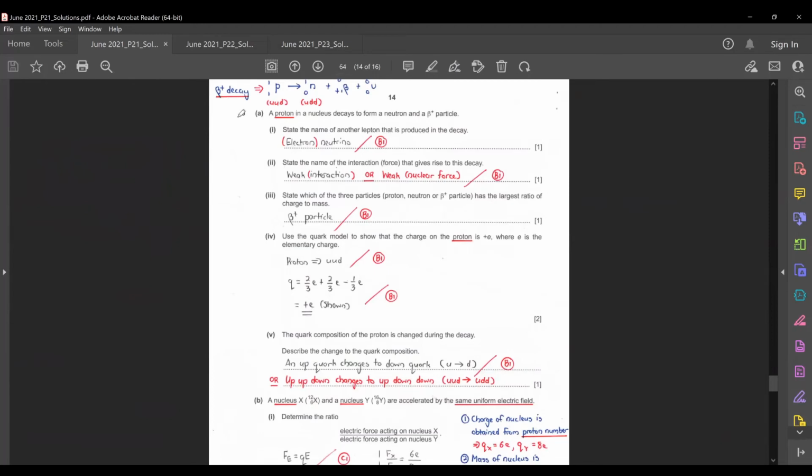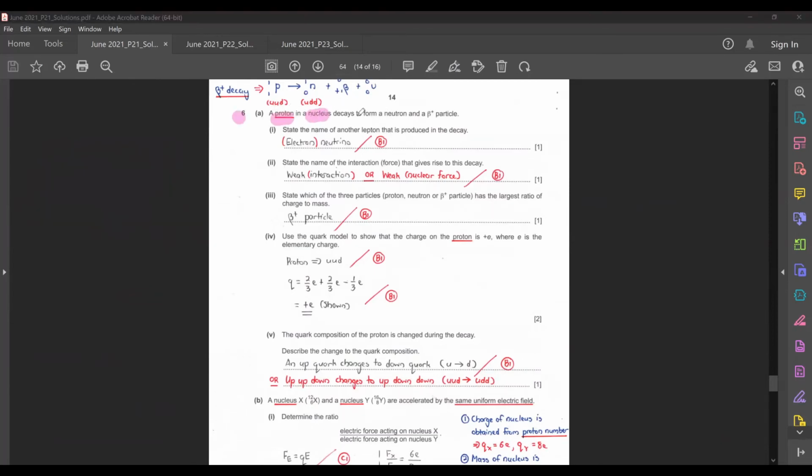Now, for question 6, they mentioned this to you. You have a proton in a nucleus that decays to form a neutron and a beta plus particle. State the name of the other lepton that is produced inside your decay. So in your case, you know that you're talking about beta plus particle being produced here. Beta plus is actually your positron. It starts with a P, so you know it is proton, change to a neutron, giving you your beta plus particle, and your electron neutrino. So just fill in your proton number and neutron number, you will get this 1 here.